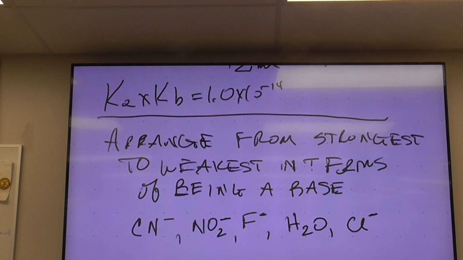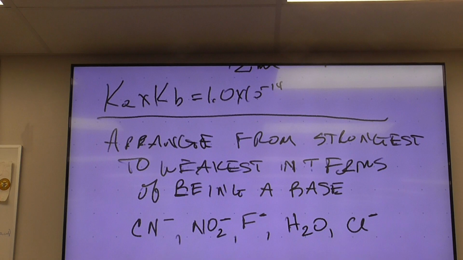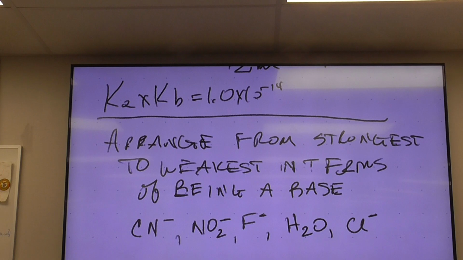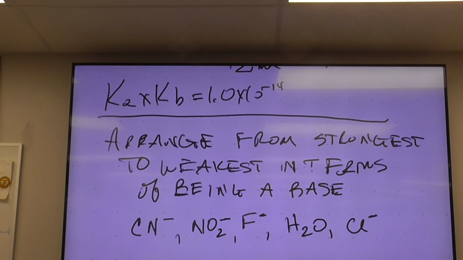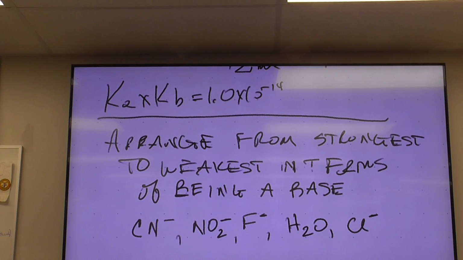So that's what you want to look at. So here's your list. CN minus, NO2 minus, notice that's NO2, not NO3, the fluoride ion, the water, and Cl minus. So you want to arrange these from the strongest base to the weakest base. Basically, what am I asking you to arrange it based upon? The ability to do what? Take in a proton, right? Okay? That's it.